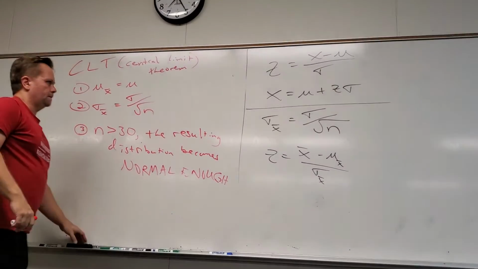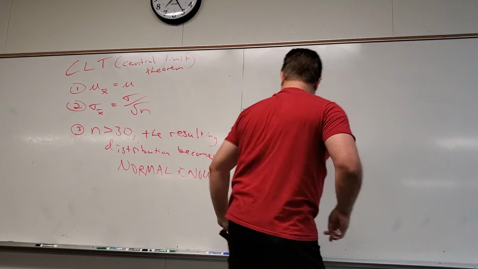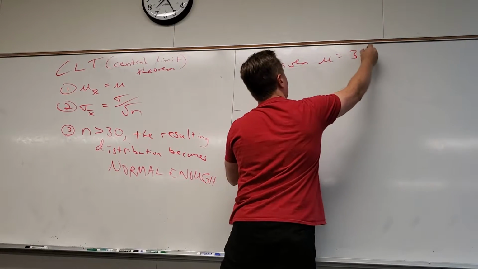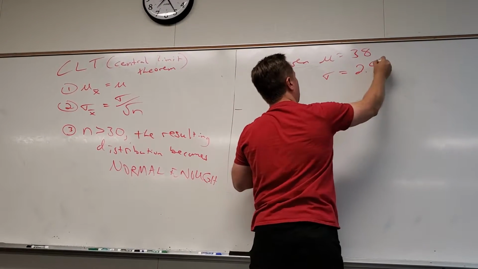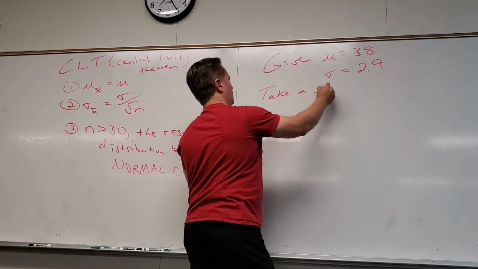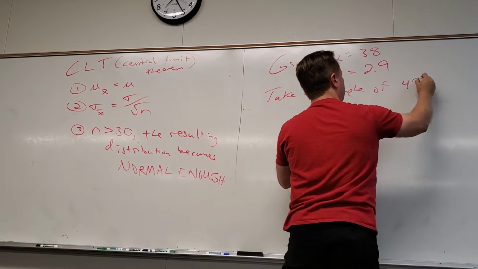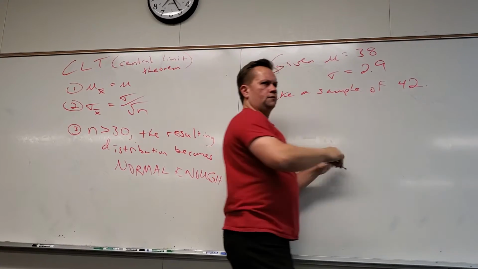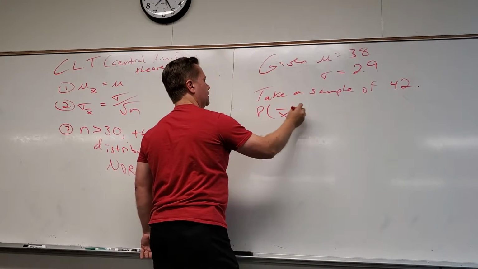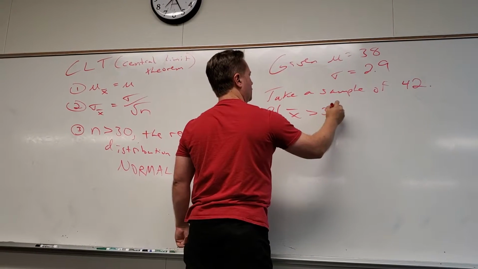All right. So here's an example. Given the mean is 38, the standard deviation is 2.9. Take a sample of 42. What's the probability that the sample mean is more than 39?